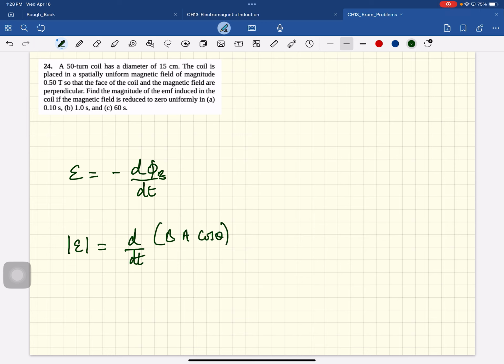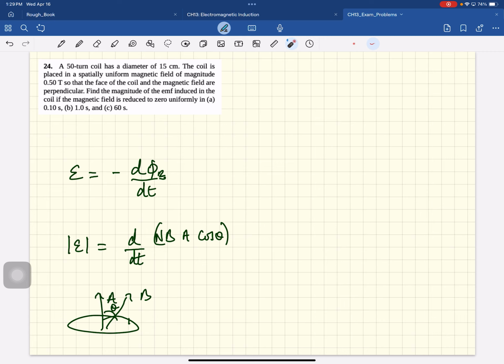And by the way, when you have N turns, you have to include N times B times A times cosine theta. Here B is the field, A is the area, and theta is the angle. In our problem theta is 0. The face of the coil and the magnetic field are perpendicular, so the magnetic field is perpendicular to the face, so theta is 0.